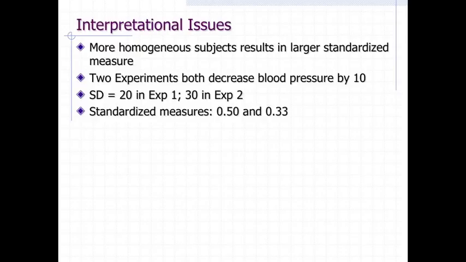Assume that the mean effect on systolic blood pressure of the program is 10, and that due to differences in the subject population sampled in the two experiments, the standard deviation was 20 in experiment 1 and 30 in experiment 2. Under these conditions, the standardized measure of effect size would be 0.5 in experiment 1 and 0.33 in experiment 2. This standardized difference in effect size occurs even though the effectiveness of the treatment is exactly the same in the two experiments.